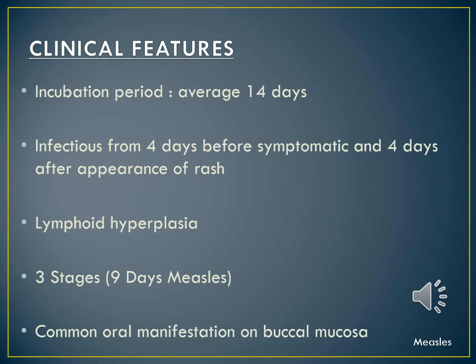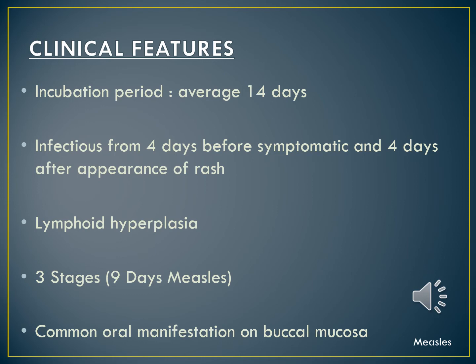Now I'll move on to the clinical features. The incubation period of measles is an average of 14 days. It is infectious from 4 days before symptoms and until 4 days after the appearance of rash. Most cases of measles arise in late winter or spring.